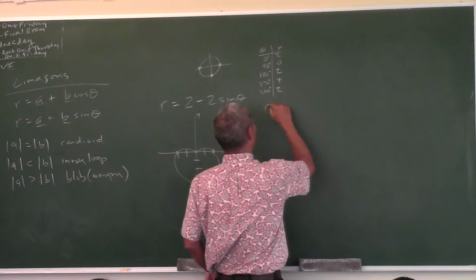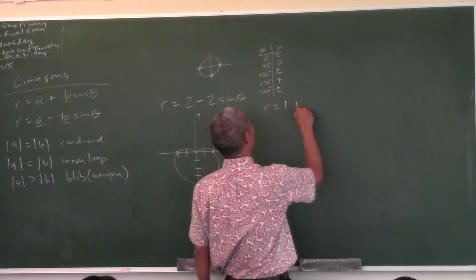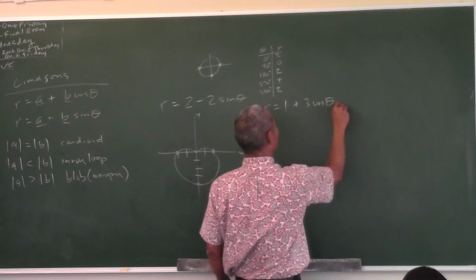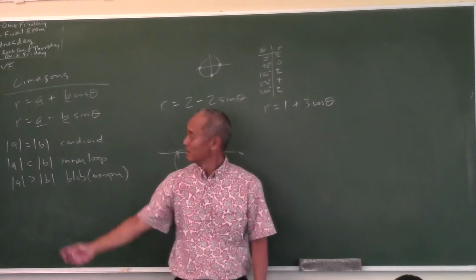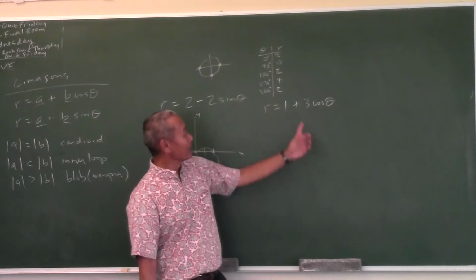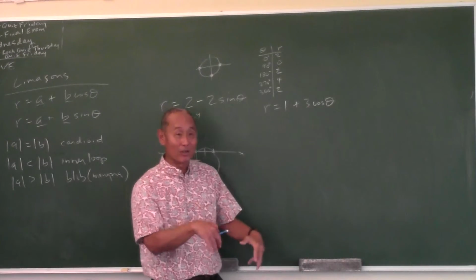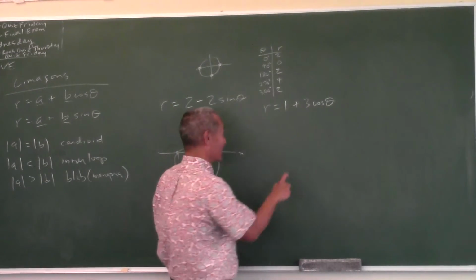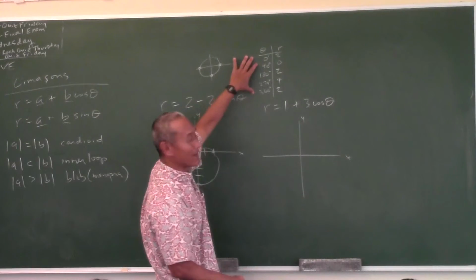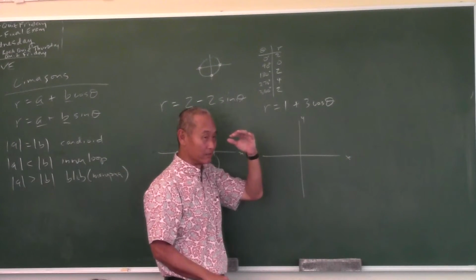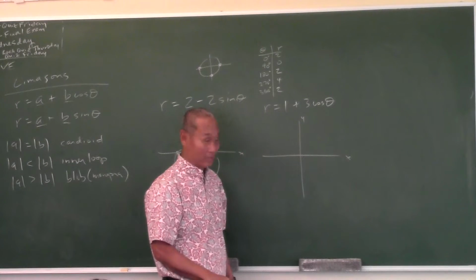Okay, let's do another one. r equal 1 plus 3 cosine theta. Okay, before I even start, what? Inner loop. If the absolute value of that is smaller than, you get the inner loop. But that's okay, you don't need to know that. All you're gonna have to do is plot the quadrantal angles. Now, do we need to make a chart like this, or can we do it in our head? Do it in your head.